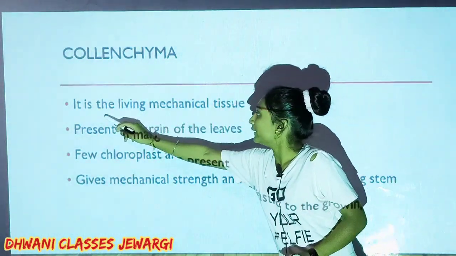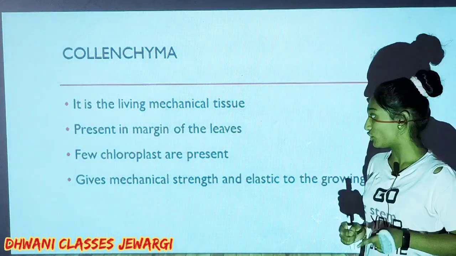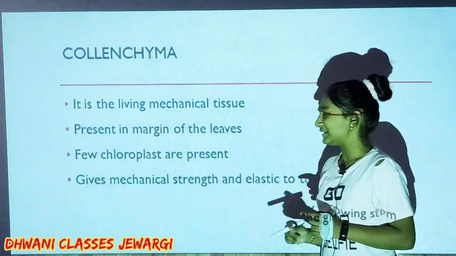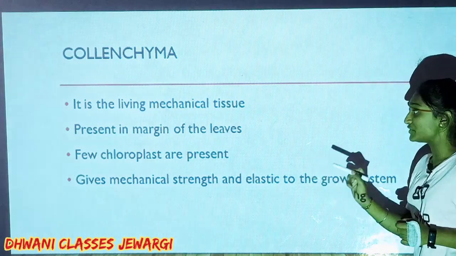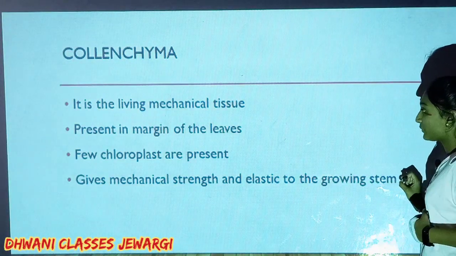Collenchyma is the living mechanical tissue which is present in the margins of the leaves. It has only a few chloroplasts, and gives mechanical strength and elasticity to the growing stem.